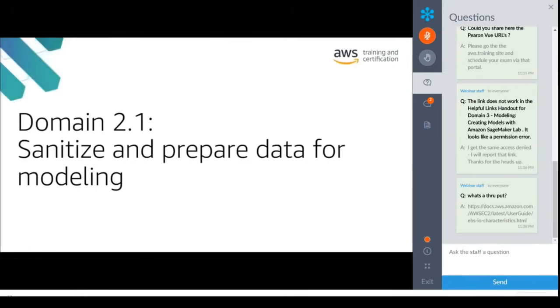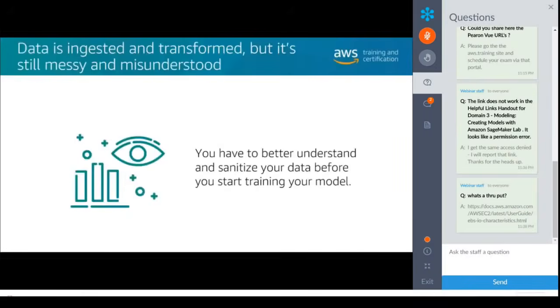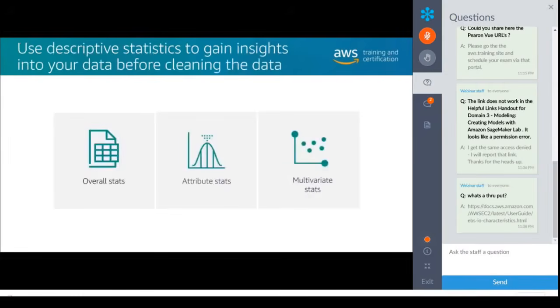So first thing to do, sanitize, prepare data for modeling. Data is ingested, transformed, but still messy and misunderstood. What do we mean by that? Well, you need to know what your data is, right? Don't just throw it at your model and hope that it works. That's just being really brute force, right? So you want to practice your stats 101 skills here. Actually look at the data, maybe do an ANOVA table on it, do some multivariate stats on this, and get a sense of what it looks like.